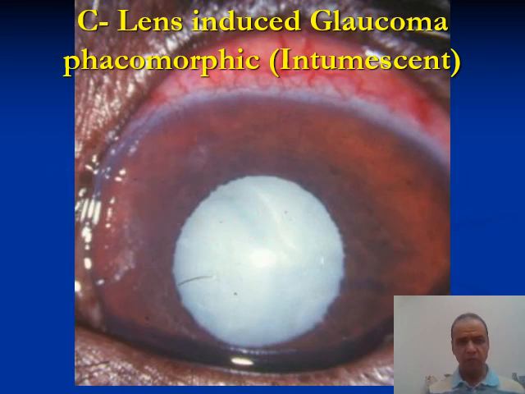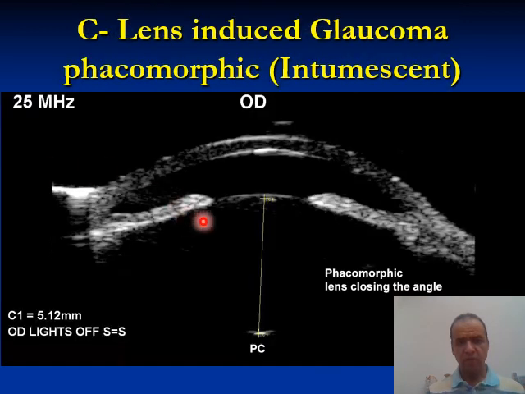If you send this patient for OCT of the anterior segment, you can see an increase in the thickness of the lens. This is the posterior capsule and this is the anterior capsule. So there is widening of the thickness of the lens and swelling of the lens, and you can also see the iris diaphragm is moved forward. There is a pupillary block. This is the cornea, and this is shallowing of the anterior chamber in phacomorphic or intumescent glaucoma.